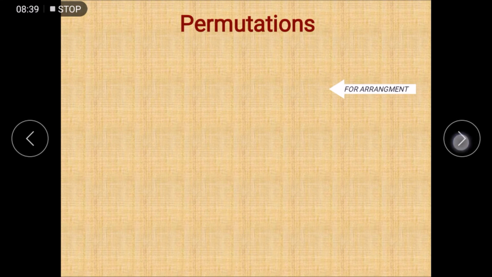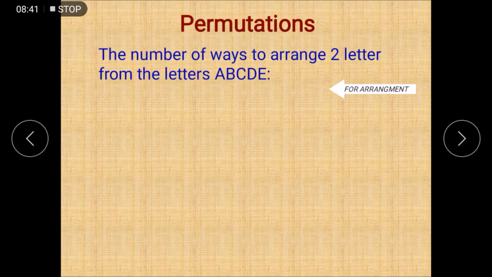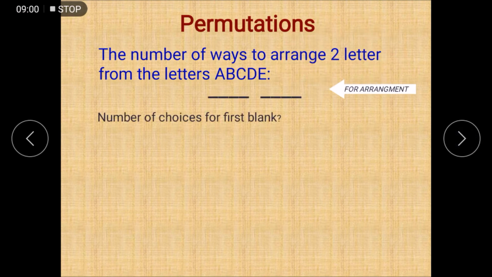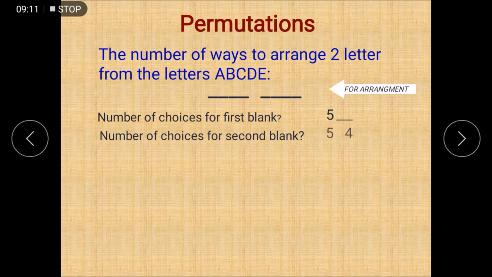Let's say I'm not going to arrange all the letters. With ABC, I arranged all 3 letters. Now I have 5 letters here, A, B, C, D, E, but I only arrange 2 letters. So what is the possible outcome? First thing, how many choices for the first blank, the first space here? I have A, B, C, D, E, so I have 5 letters. Then the second blank: I have 4 only, because 1 is taken, I am left with 4.